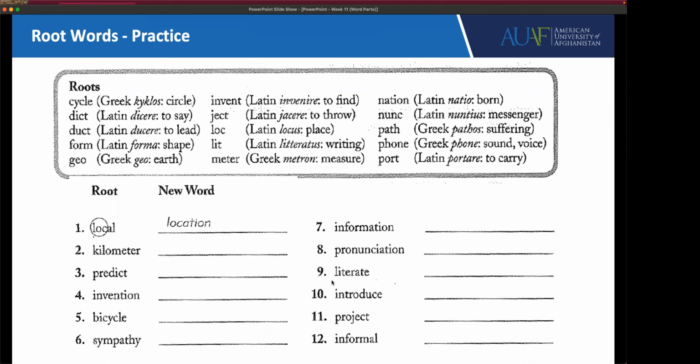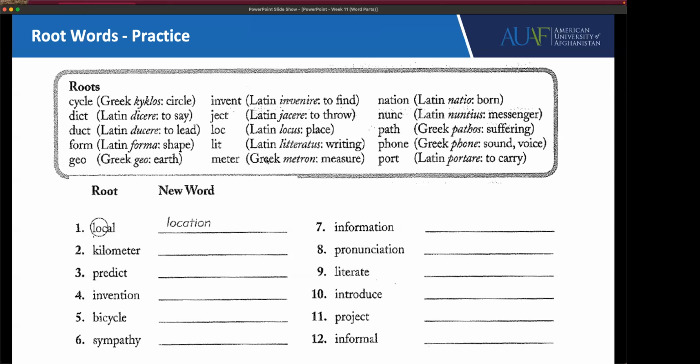Okay, introduce is going to be which one? I think it's this one, duct, D-U-C-T, to lead, introduce. So you can do conduct, right? Deuce is not the same as duct though. Let's leave that one.